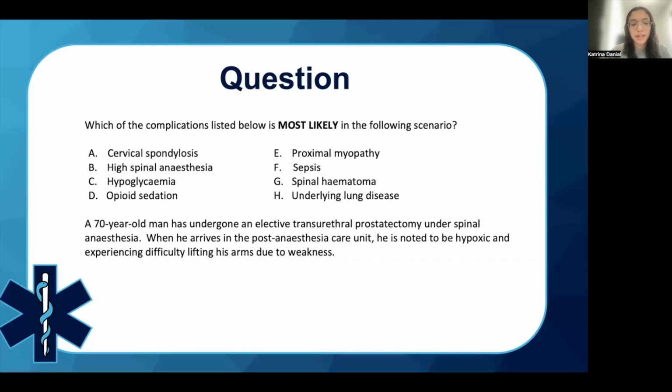Okay, the answer here is a high spinal. The risk sometimes with the spinal is that the medication can travel higher up the spinal cord than was intended. And here you can see that it's traveled high enough that it's affecting the nerve roots that supply the arm and supply the diaphragm. This is quite serious, but it's also rare.